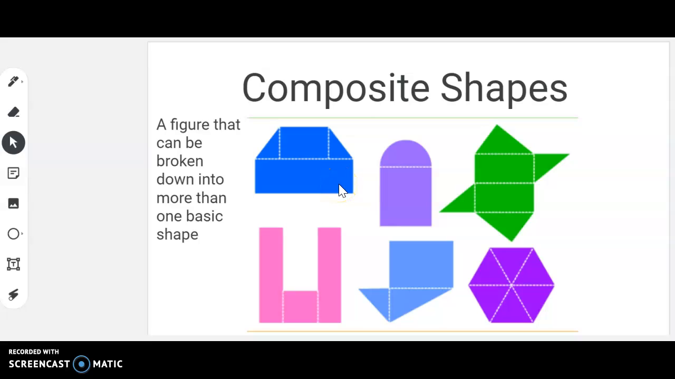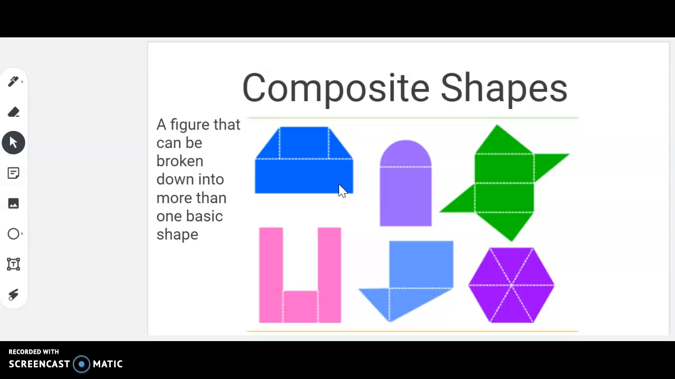Right, this lesson is about the area of composite shapes. A composite figure can be broken down into more than one basic shape. So if we look at this blue one here, we can see we have a rectangle and two triangles. That is composed of more than one basic shape. Here we have half a circle and a rectangle.